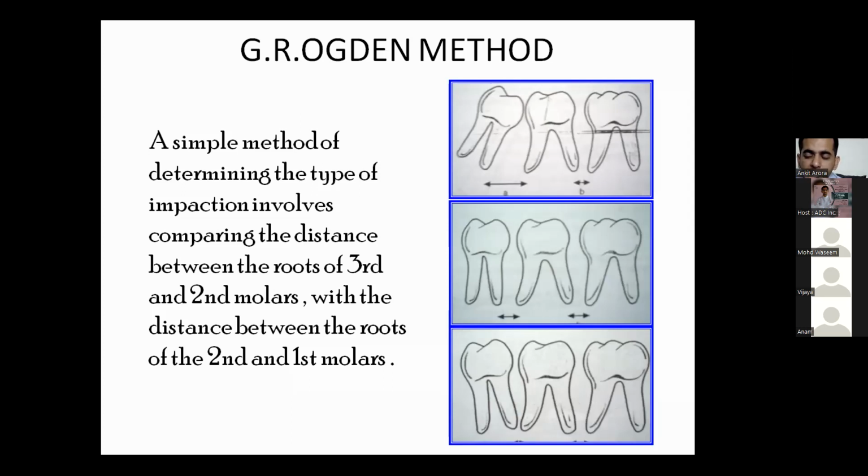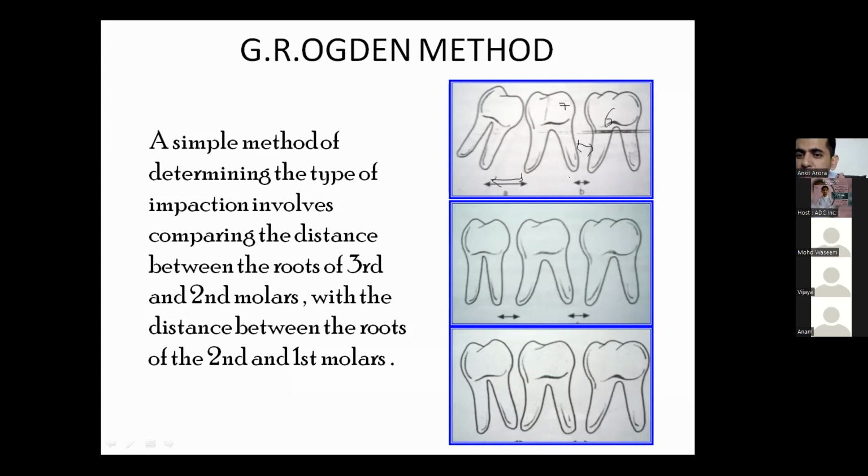Before we jump to the surgical aspect of the third molar, what we need to understand is that there is a Grodin method where we can assess the type of impaction. Is it distoangular, mesioangular, or a vertical impaction, and how is it going to help us in treating our patient clinically, we will see in the coming slides. The easiest method is to see the gap of the interdental bone between 6 and 7, and the gap between 7 and 8.